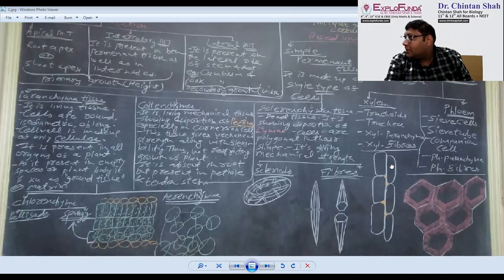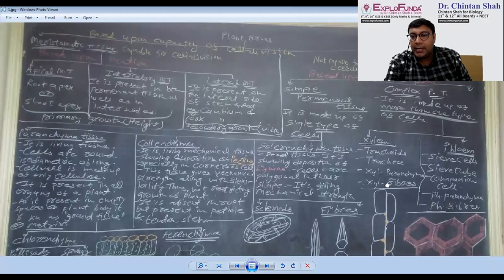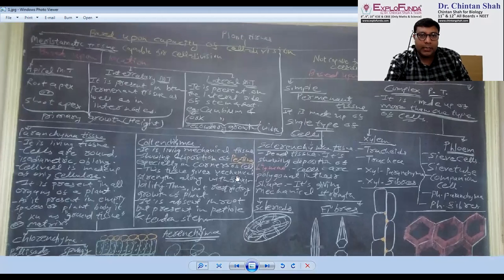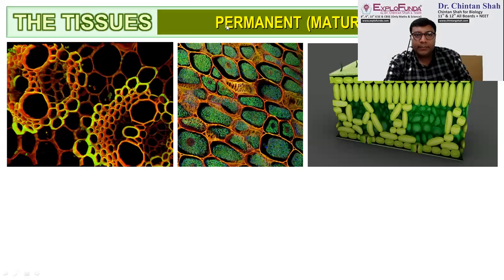And the complex permanent tissues are xylem and phloem. Okay, so let's go further and go into the detail of each and every one of them. So let me share my slideshow again with you. I have just given you an overall idea about this so you can have a much better understanding of it.